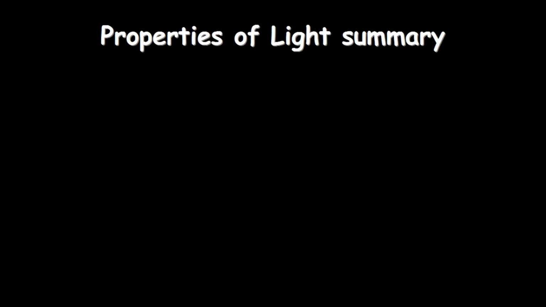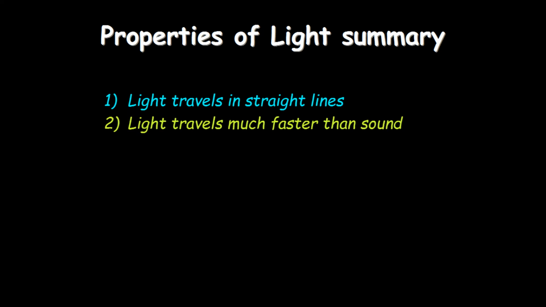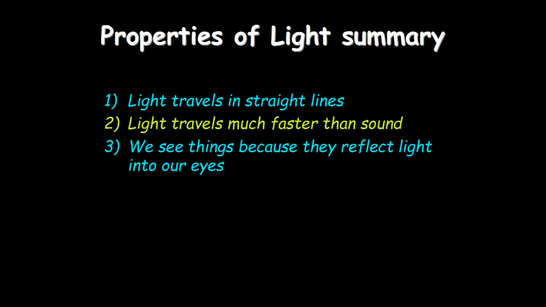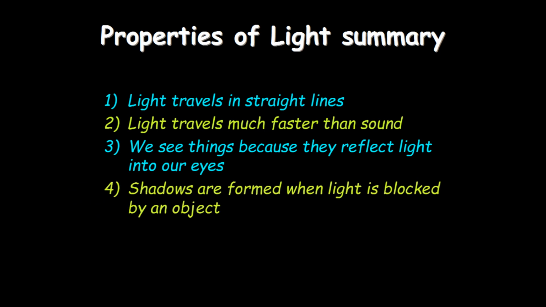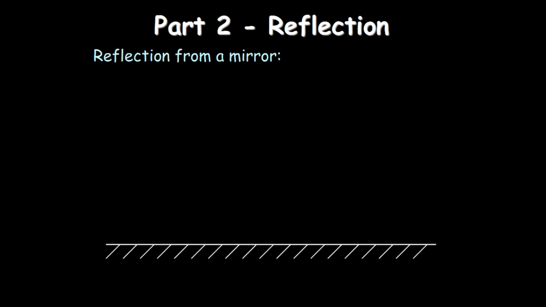Properties of light, a summary. Light travels in a straight line. Light travels much faster than sound, and we see things because they reflect light into our eyes. Shadows are formed when light is blocked by an object.